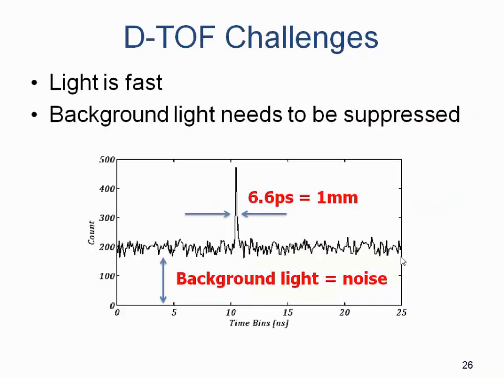Now, what are the challenges in D-TOF? Well, first of all, as we know, light is fast. And secondly, we also have the background given by the sun and other sources of light. How can we handle it? So we have seen in modulation that this is handled by using 2 taps or 4 taps that eliminate automatically the common mode voltage, that is the corresponding result of this offset. But how do we do it in the case of direct time of flight measurements?